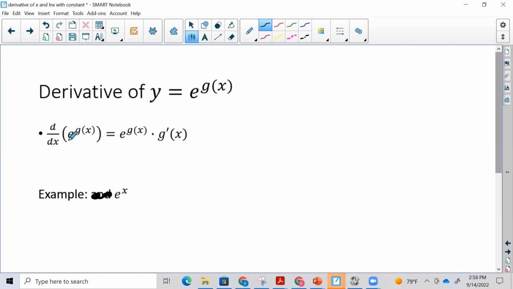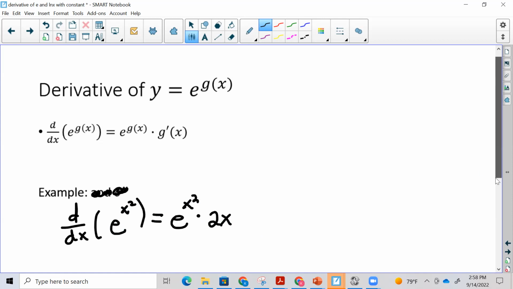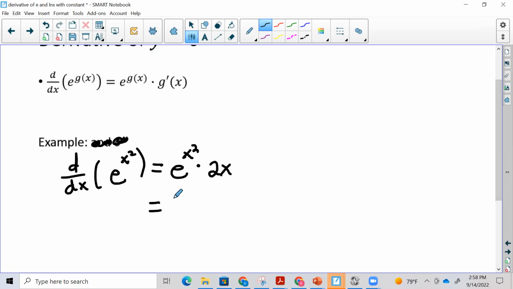For this, if we take the derivative of e to a function of x, it's itself, and then you multiply by the derivative of that exponent. So it's always itself, and you multiply by the derivative of the exponent. For an example, the derivative of, let's say, e to the x squared: it is itself, e to the x squared, and then we multiply by the derivative of the exponent, which is 2x. Usually in math, we put the 2x first. It's just a little bit cleaner, but it really doesn't matter the order.